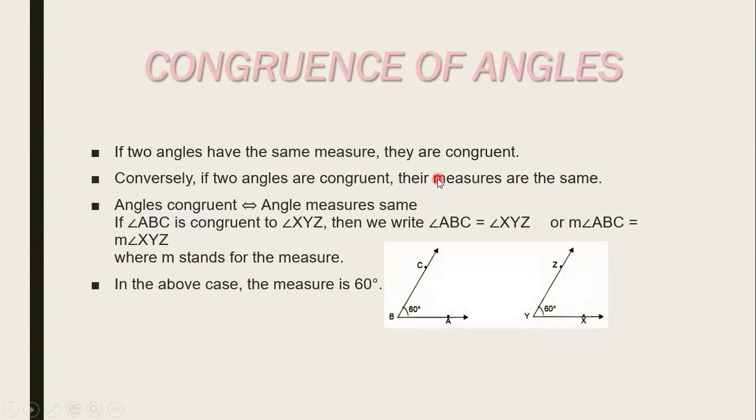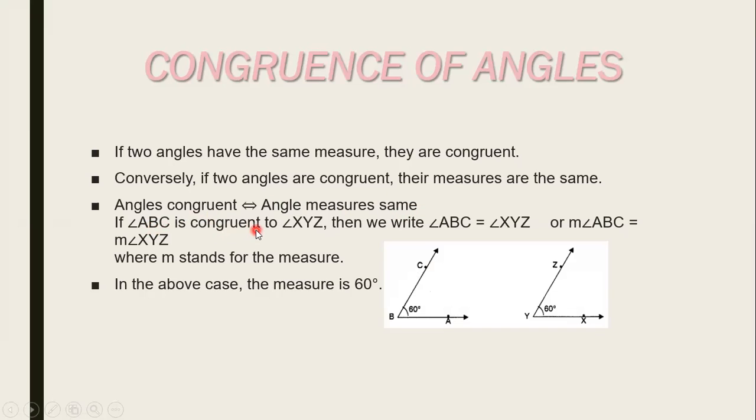Next, congruence of angles. So in angles, how will it be? If two angles have the same measure, they are congruent. Suppose when we measure the angles, if the two angles are the same, then the two angles are congruent. Conversely, if two angles are congruent, their measures are the same. If the measurement is the same, they are congruent. If the angles are congruent, the angle measures are also the same.